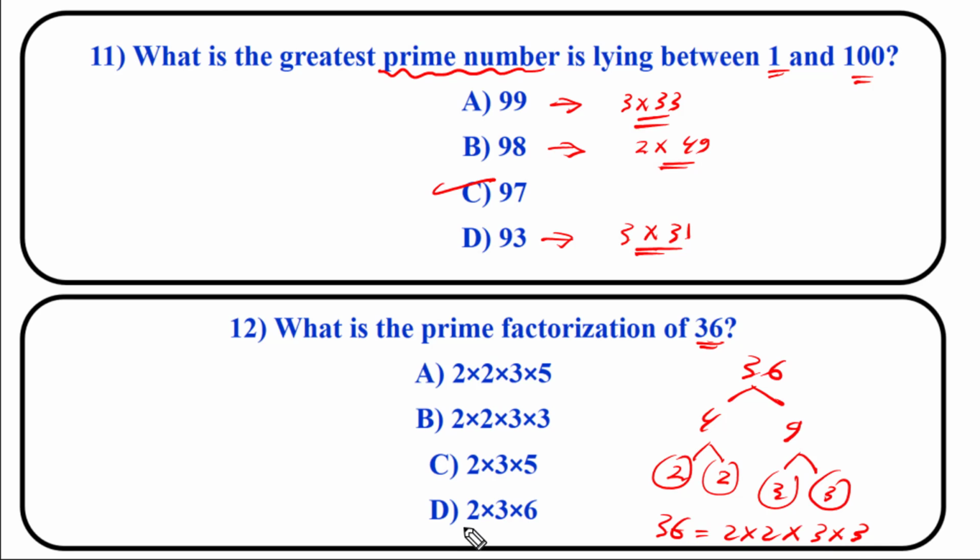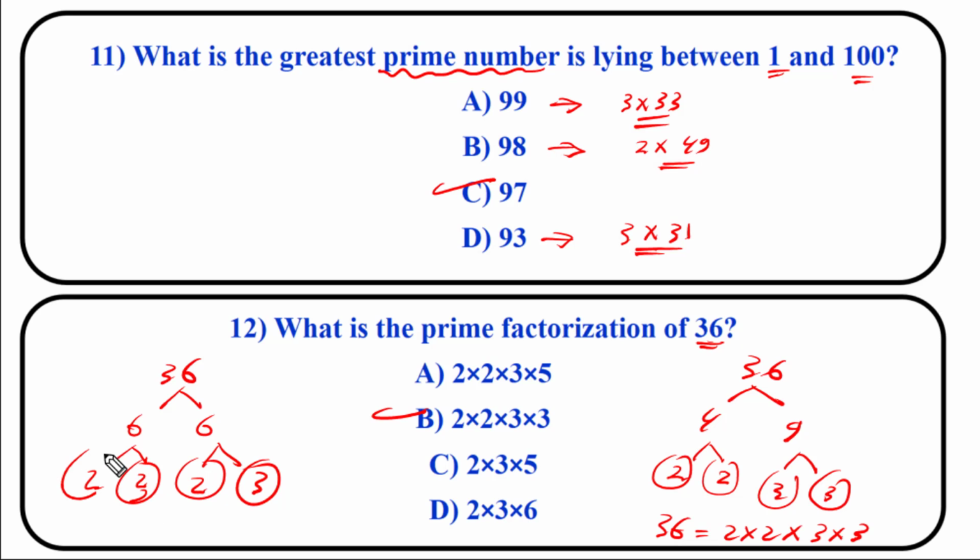A, B, C, or D? You can say here double 2 and double 3, it will be B. You can say in another way, or use a factor tree. 36 is what, guys? It is 6 times 6. You can say that 6 equals 2 times 3, and 6 is 2 times 3. Now here, guys, what's the prime factorization? It is 2 times 2 times 3 times 3. We have here double 2 and double 3.